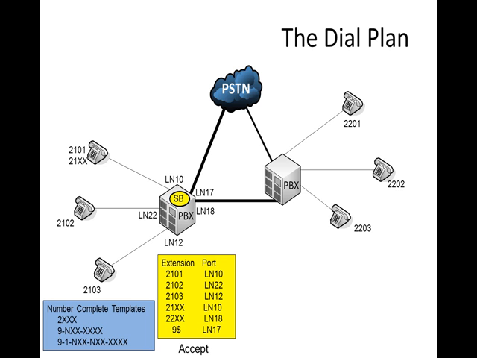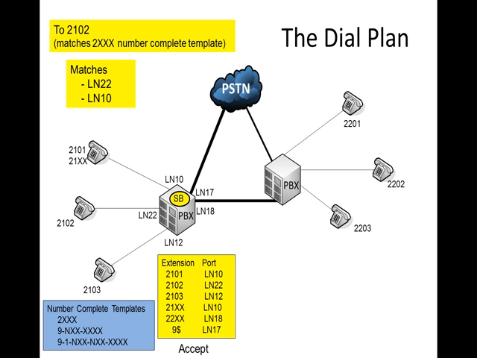Okay? So, the process is, if I pick up a phone and I dial 2102, the first thing a switch looks for is, have I matched one of my number complete templates? Yeah, I have. 2102 matches 2XXX as a complete number. So now the switch knows it can make a routing decision. Second thing it does is look for all of the matches, and it finds two. LN22 has 2102, and LN10 also matches. Okay.